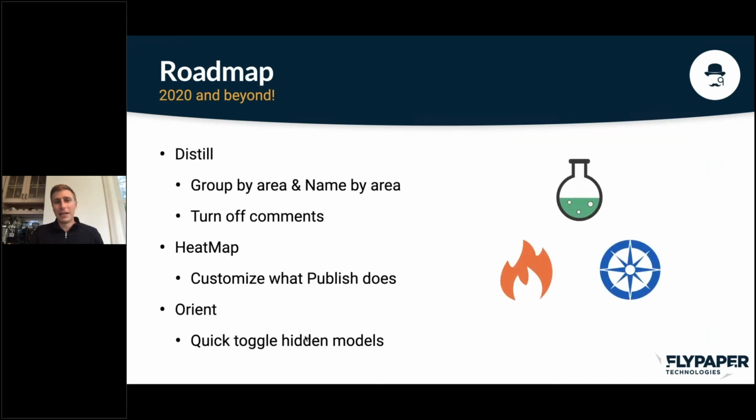And then last but not least, we have some specific things that we want to do to our core features, our Distill, Heat Map, and Orient features. These are all things that have come up from customers. For Distill, in the past year or so, we added the ability to add a custom group name template to Distill, so that you can add some more information to your group names rather than them just being named group and then the number.